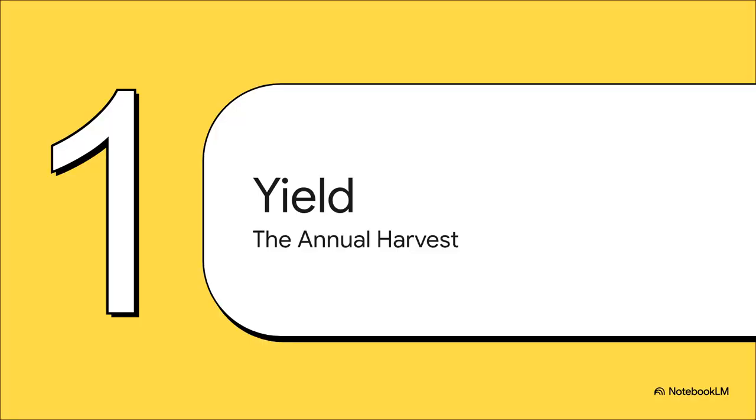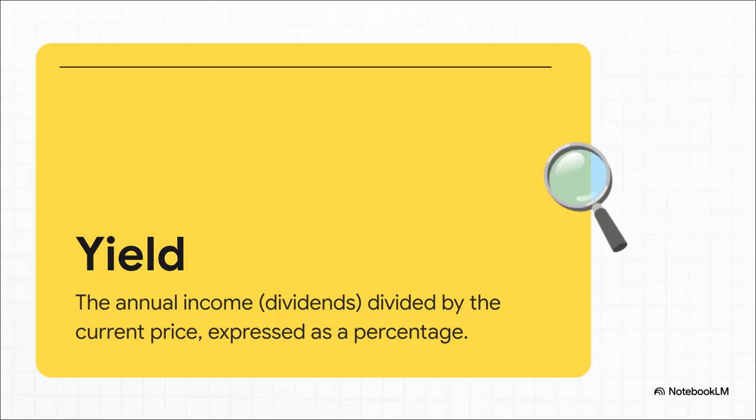Okay, so first up, let's talk about yield. I want you to picture your investment as a big, healthy fruit tree. Think of yield as the fruit you get to pick from that tree every single year. It's that immediate, tangible reward you can hold in your hand. So what is it technically? Well, yield is just the annual income you get, we're talking about things like dividends from an ETF, divided by whatever the investment's current price is.